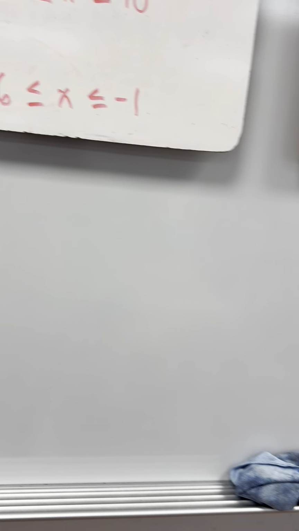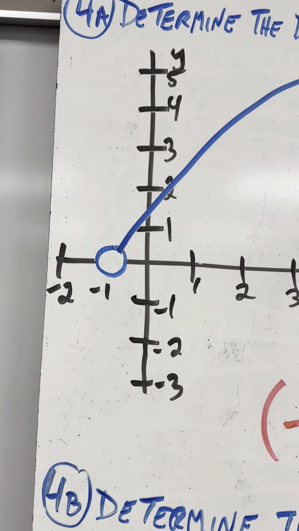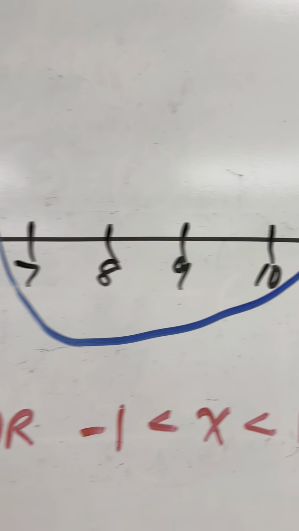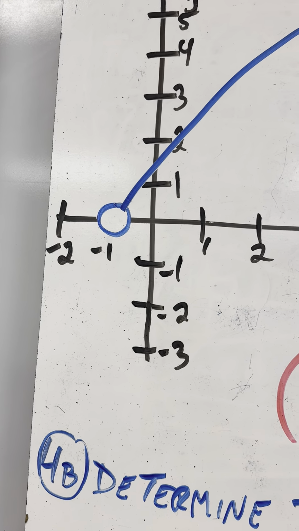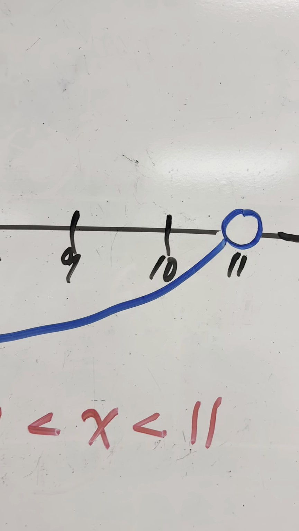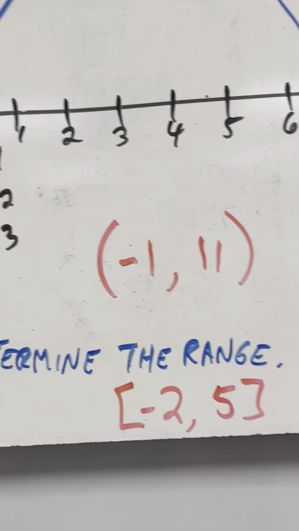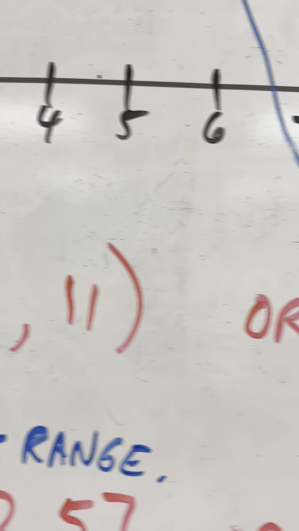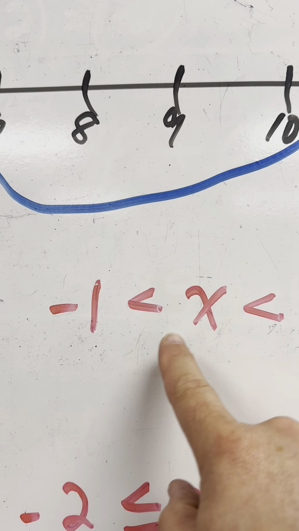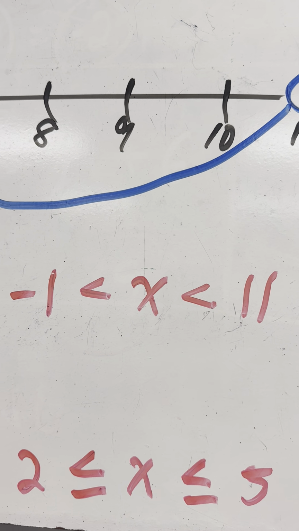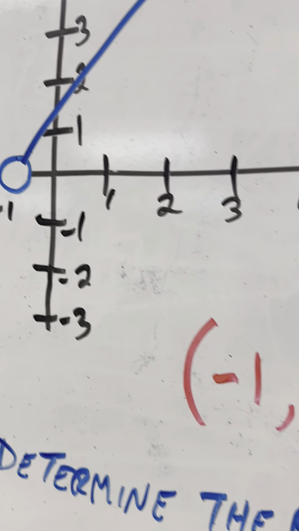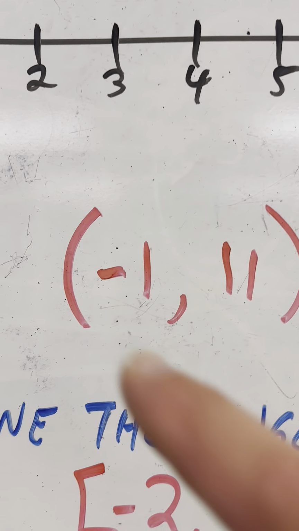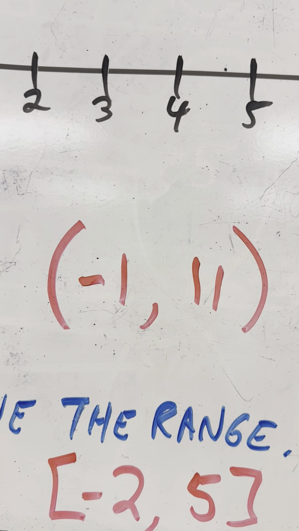I'm going to show you what I mean now when it's not included. Here, do you see an open circle at negative 1? And there's an open circle here at 11. That means the domain is between negative 1 and 11, but neither negative 1 nor 11 is included. So we use parentheses: negative 1, comma 11. Or negative 1 is less than, not equal to, x is less than 11. Now, if one of these circles were open and this one were filled in, then you would have a parenthesis here and a bracket here. That happens sometimes.